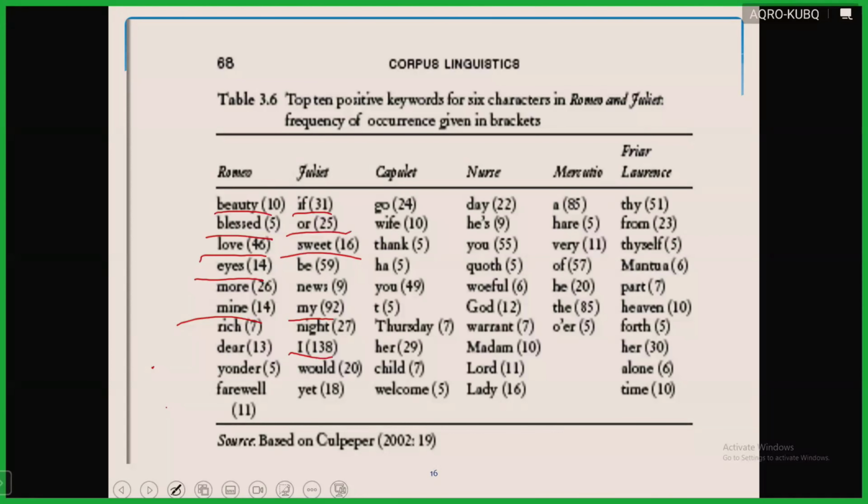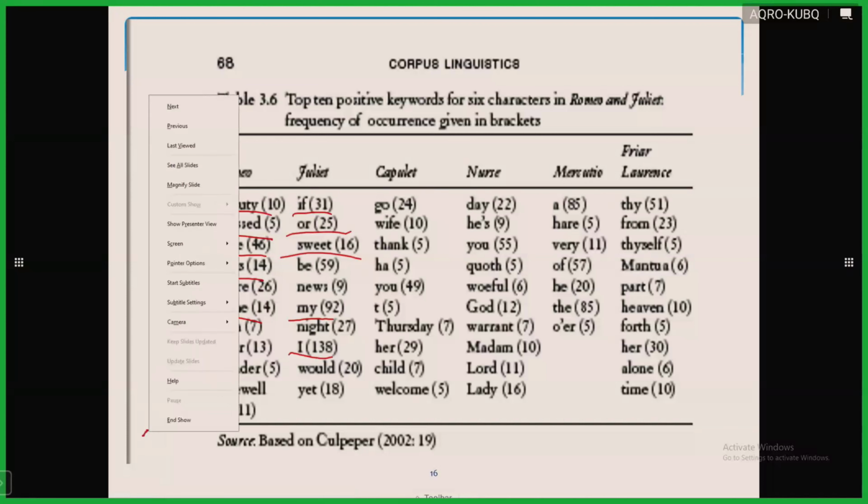Means these are collocations? Sorry? These are not the collocations. These are the unique words used by Shakespeare in Romeo and Juliet. And when we add the keywords in the software, then the software gives us the details.